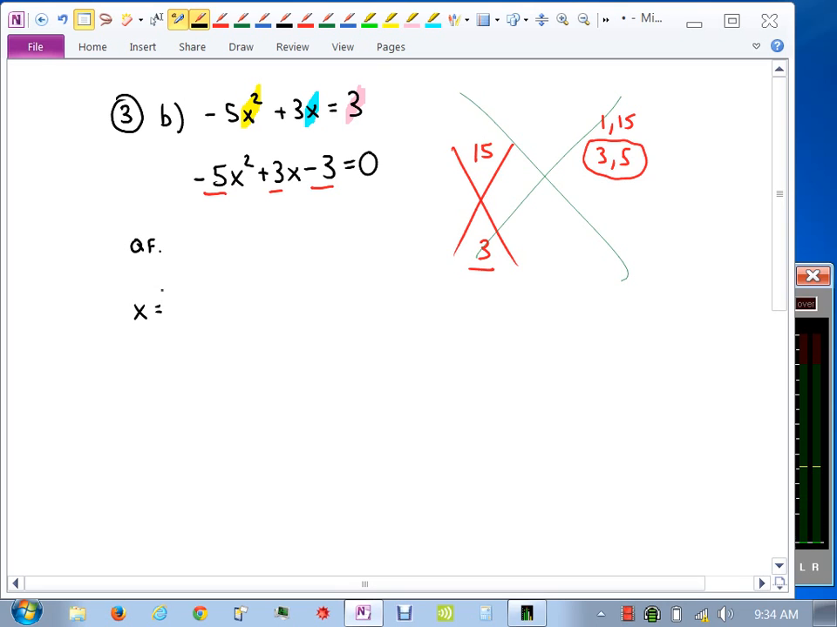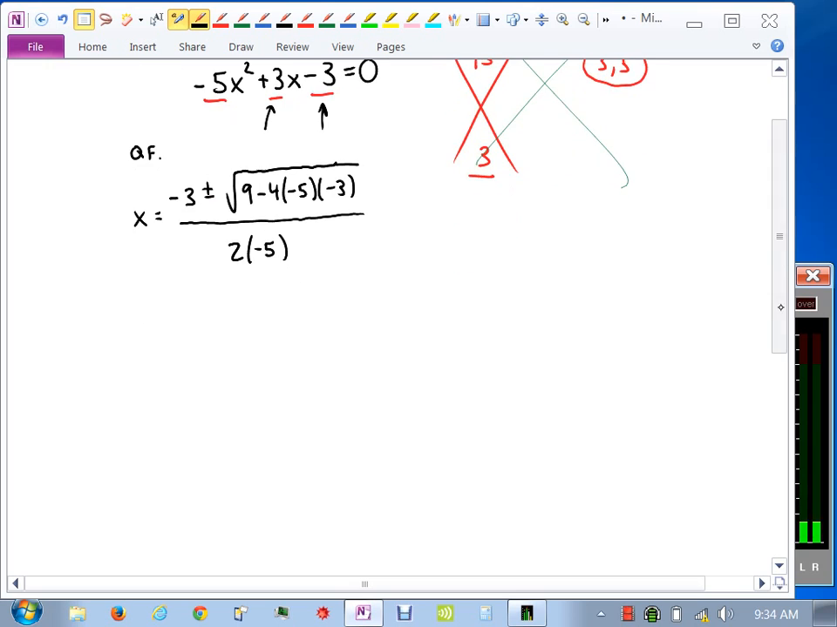So x equals negative b. Here's my b, positive 3. So negative 3 plus or minus square root. Now I'm going to take my 3 again and square it. That's 9 minus 4 times, now let's be careful, negative 5. That's a. C is negative 3. That's the one back here. All of this divided by 2 times negative 5. So we get x equals negative 3 plus or minus square root 9.